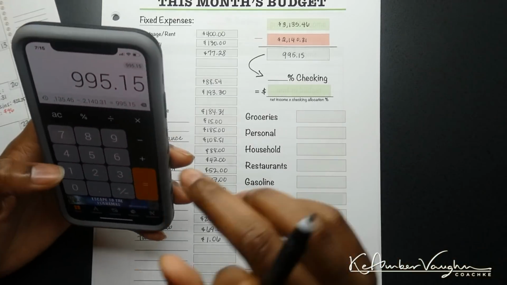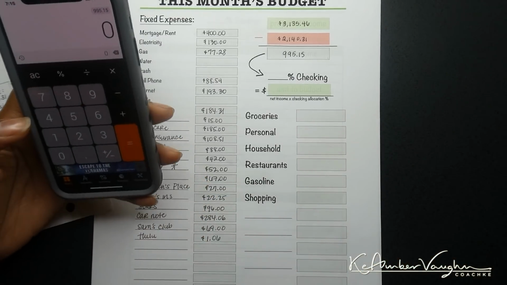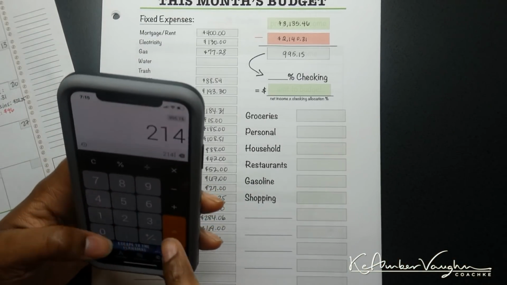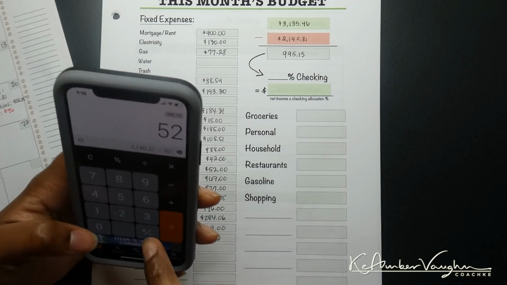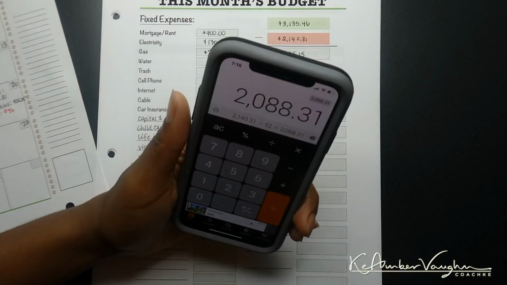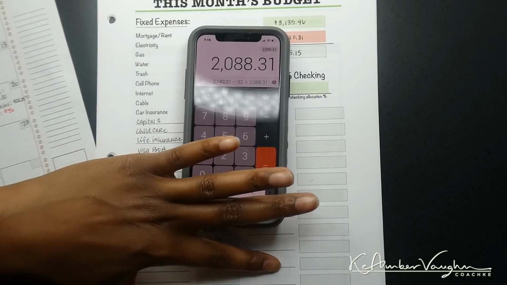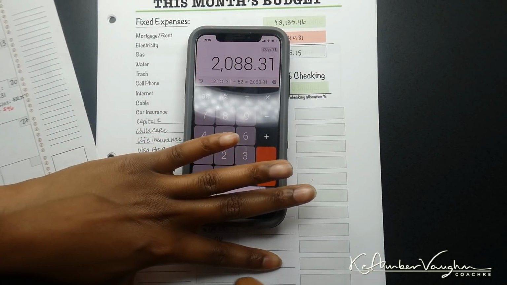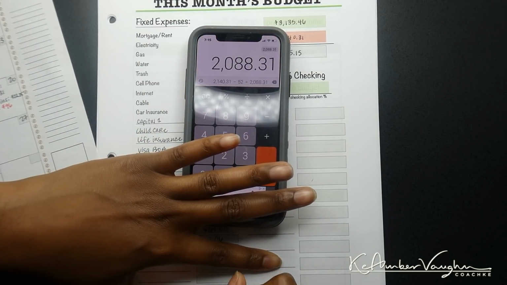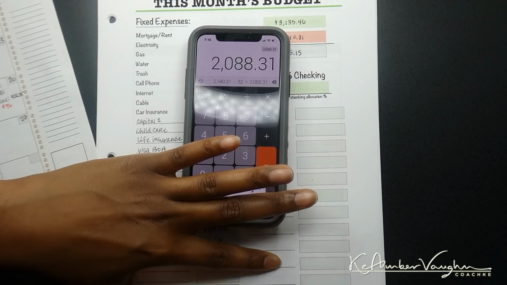$995.15. Oh, actually, you know what? I lied. I forgot we need to subtract that $52, because that's already taken care of. So this is what the actual is going to end up being. Let's go ahead and keep it there. But then we're going to subtract the 52 for Discover. So that's going to give us $2,088.31.